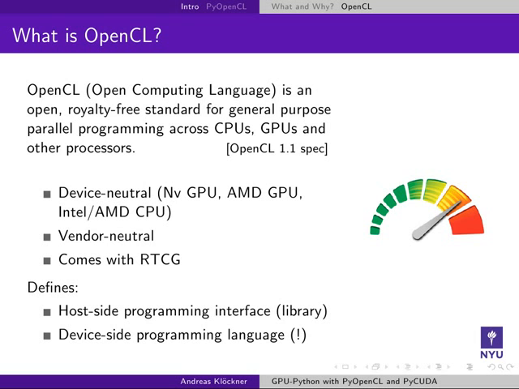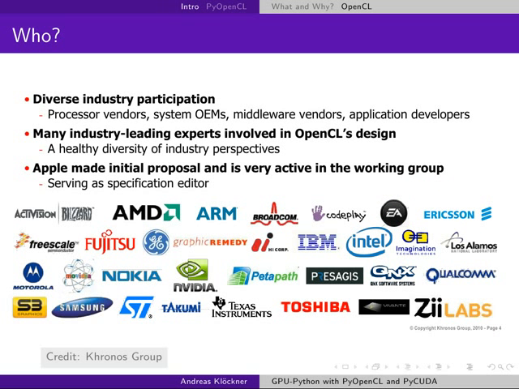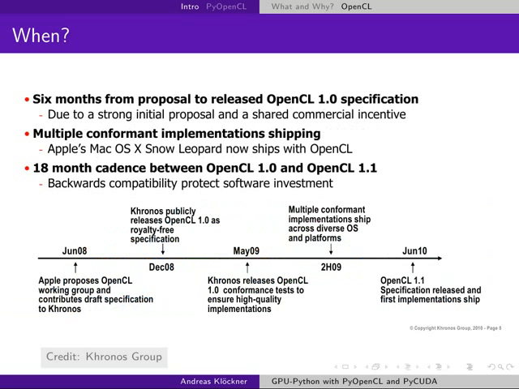How did it happen? A bunch of companies, including NVIDIA, got together and wrote a specification that initially came from Apple. It was proposed in June of 2008, and the first specification got released in December of 2008. Then in May of 2009, there were actual implementations of it. In the second half of 2009, there were multiple implementations, and in June of 2010, there was a revision to the standard that ironed out a few bugs.